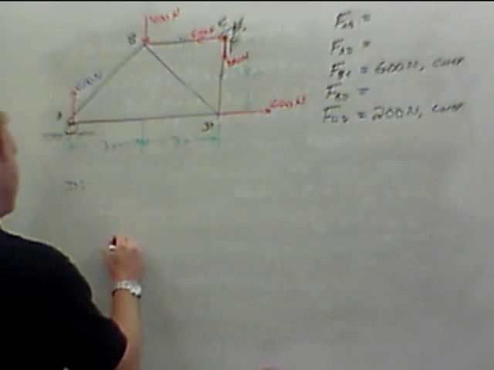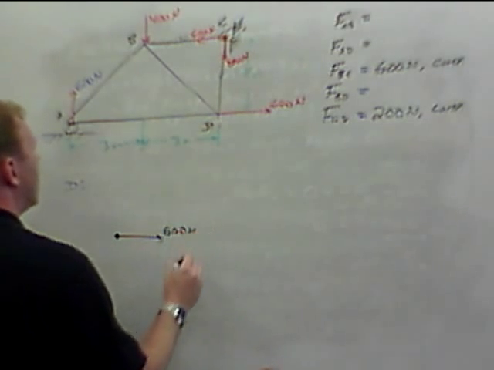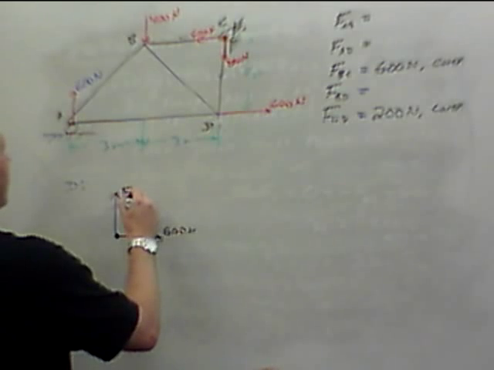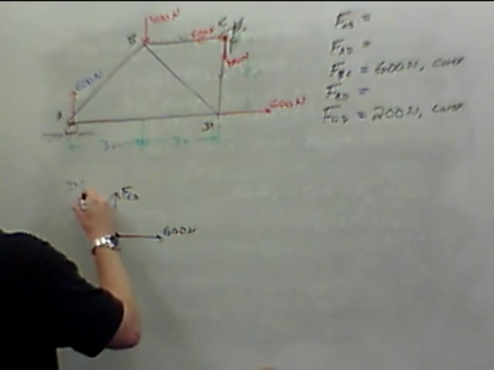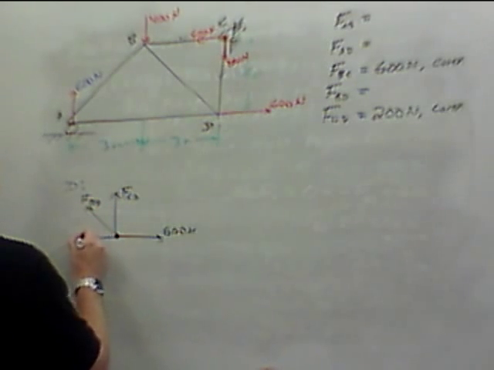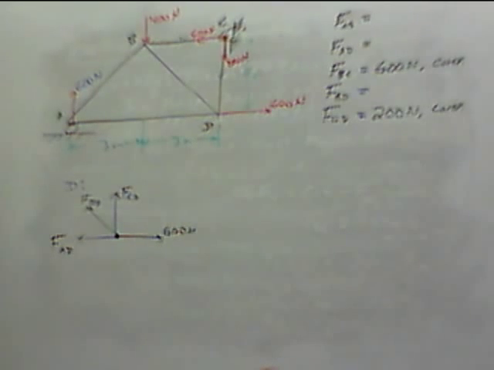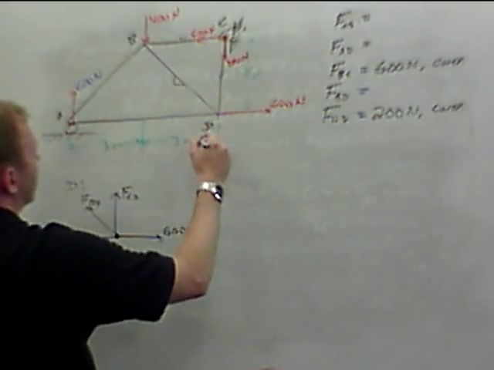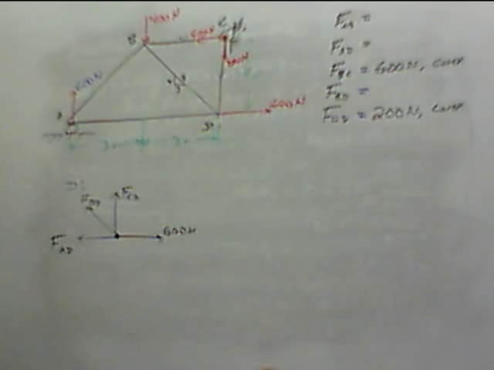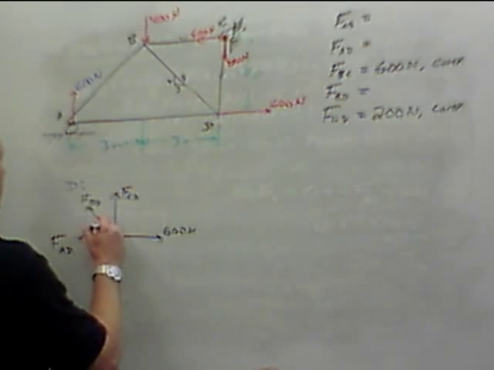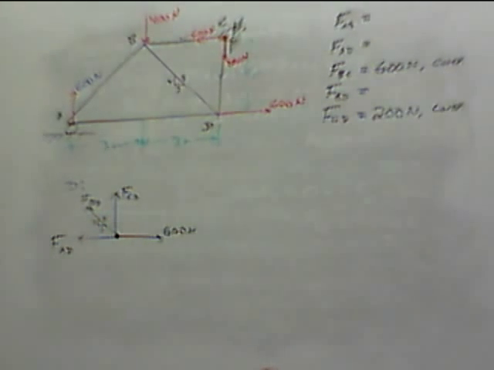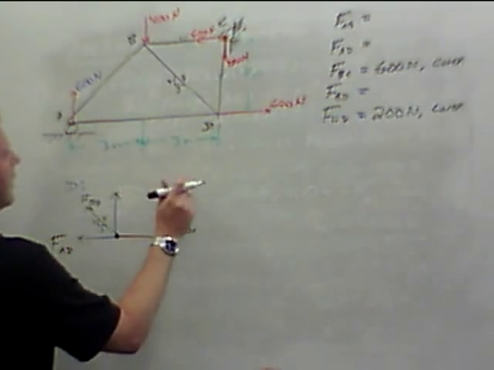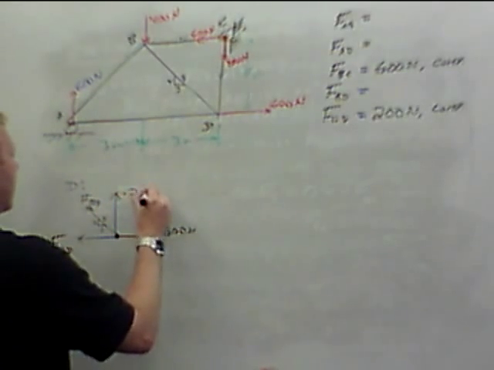Free body diagram at point D. We have 600 newtons to the right. We have the three members FCD, FBD, and FAD. Now we're going to need to know, well, this is nice: we have a 3, 4, 5 right triangle. That'll be nice in terms of identifying the components of the one off at an angle. We're going to do the same thing with summation of forces in the x and y. However, we know FCD is 200 newtons in compression. I drew it in tension, so I'm going to make this negative 200 newtons.